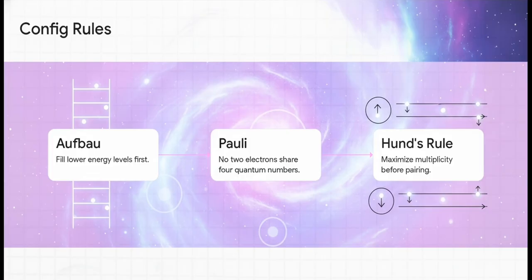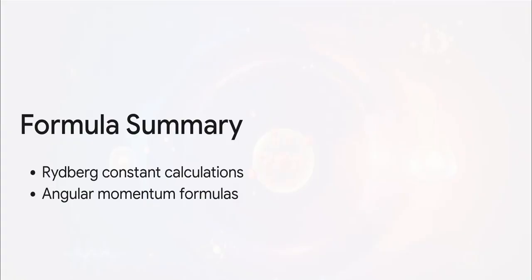Second, the Pauli exclusion principle. An orbital can hold a maximum of 2 electrons, and they have to have opposite spins, meaning no 2 electrons in an atom can ever have the exact same 4 quantum numbers. And third, Hund's rule of maximum multiplicity. When you have multiple orbitals of the exact same energy, electrons are going to fill them singly first before they start pairing up.